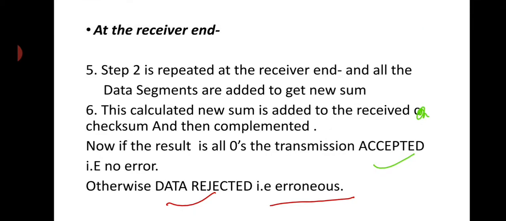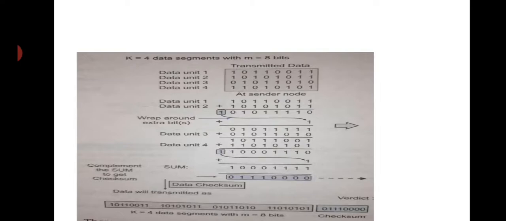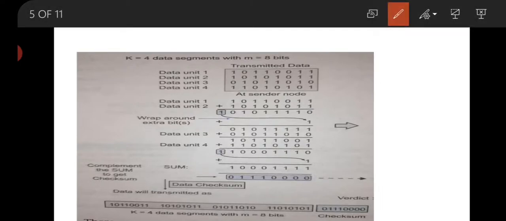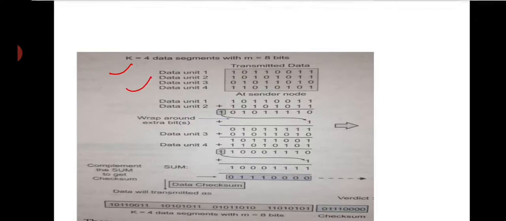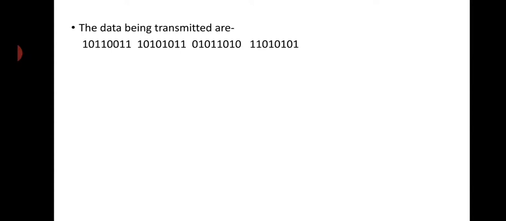Now let's see this with the help of a figure. Here k equals 4 data segments with m equal to 8 bits. These are the data units. Suppose this is the data being transmitted. First of all, we have to divide the data into k segments. Now we divide this data like this.